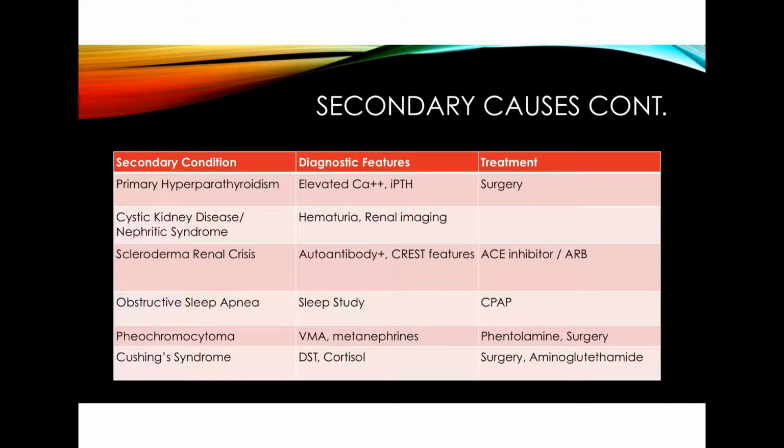Finally, Cushing syndrome should be suspected in patients with peripheral muscle wasting, fat redistribution, and hyperglycemia. It's diagnosed with a dexamethasone suppression test or AM cortisol level, and treatment includes surgical removal of the cortisol secreting mass and the drug aminoglutethimide, which suppresses cortisol production.